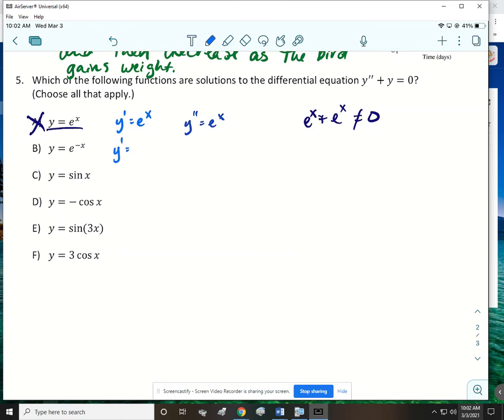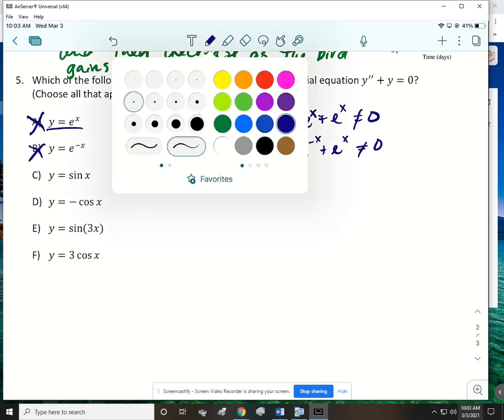Okay. So then on B, I have to use the chain rule. So the derivative of e to the negative x is still e to the negative x, but we have to multiply by the derivative of negative x. So that's negative 1. All right. And then this one, the derivative of e to the negative x is still going to be e to the negative x. But then I'm going to multiply by the derivative of negative x, which is going to be negative 1. So you get negative, negative. So that'll just be positive. So then if I go to add the second derivative and the original function, still not equal to zero. Don't worry, we'll get there eventually.